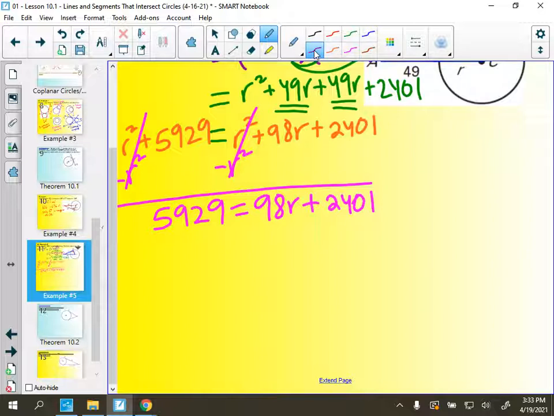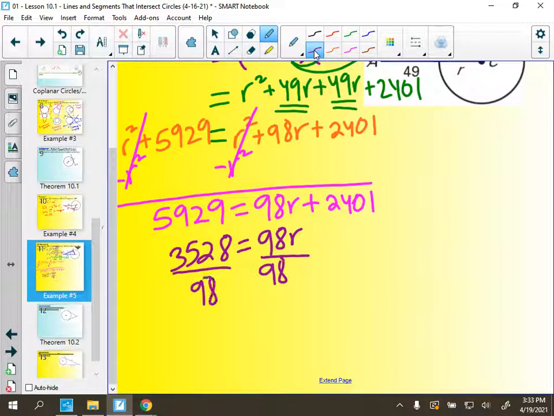So let's subtract 2401 from both sides. It's going to leave us 3528 on the left side equals 98r. We'll divide both sides by 98 to get r equals 36. Holy cow, it came out perfect.